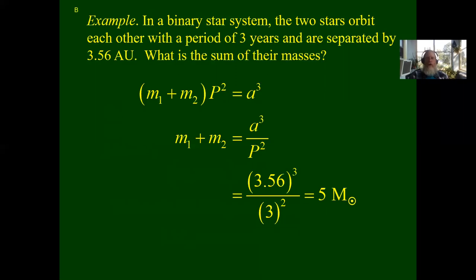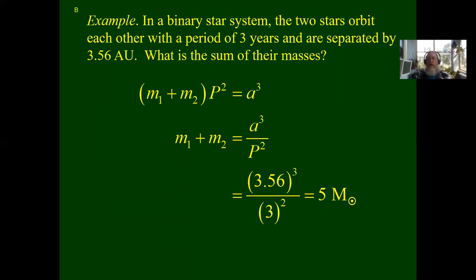So we have Newton's version of Kepler's third law. To isolate m1 plus m2, we divide both sides by p squared. We plug in the numbers. We take 3.56, we cube it. We take 3, we square it, and then divide, and we get 5. And the units, because we're finding masses in a Newton's version of Kepler's third law problem, are solar masses. So what this is telling us is the combined mass of these 2 stars is 5 times the mass of the sun. But we don't know just from this what the individual masses are.